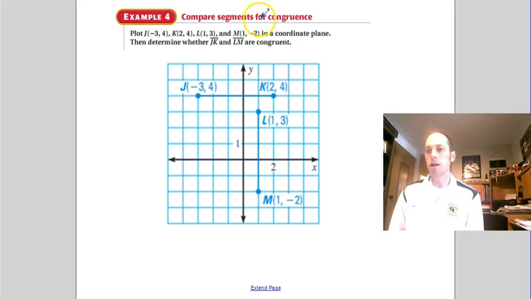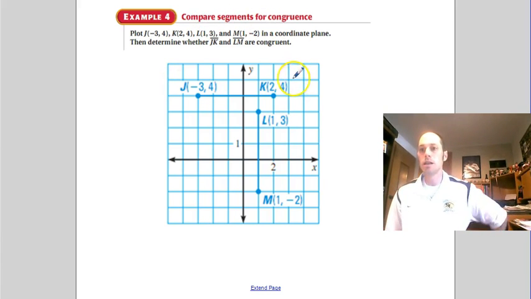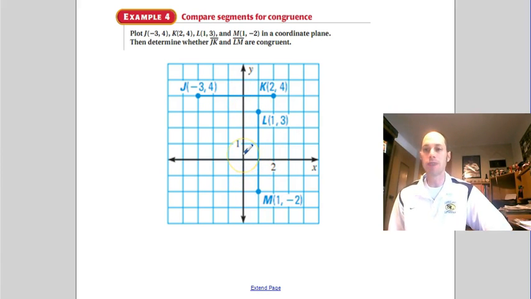Now, if we want to compare segments for congruence, we have these segments on the coordinate plane, which makes it easier to find their lengths. So we can compare for congruence. If they're congruent, their lengths must be equal. Since they are a horizontal line and vertical line, it makes it easier to find the length. We can just count along the distance. So JK is 1, 2, 3, 4, 5 units. So JK is 5 units.